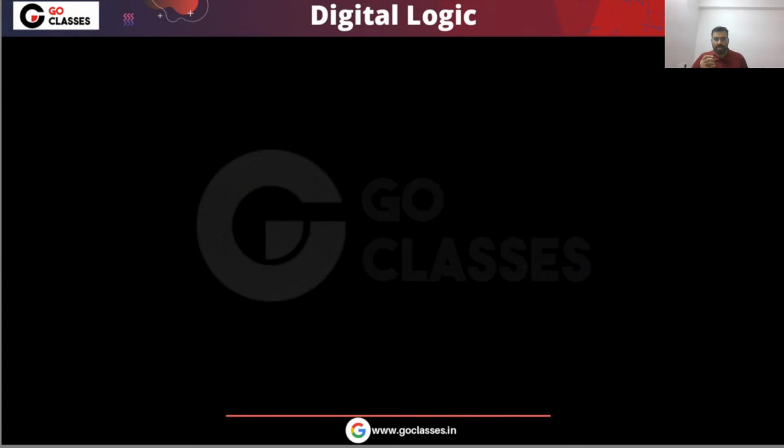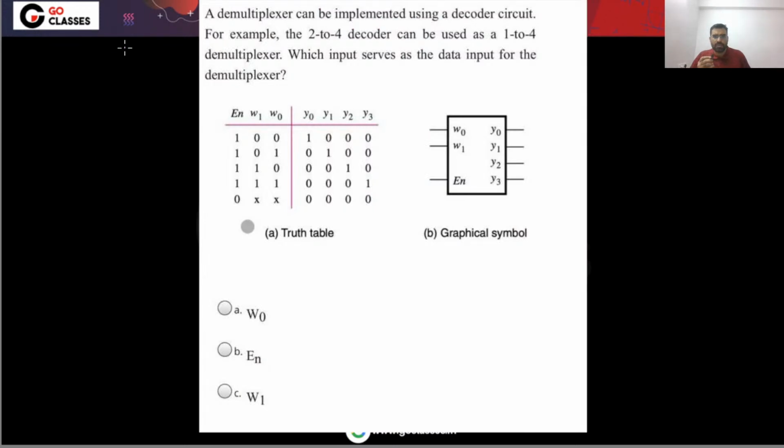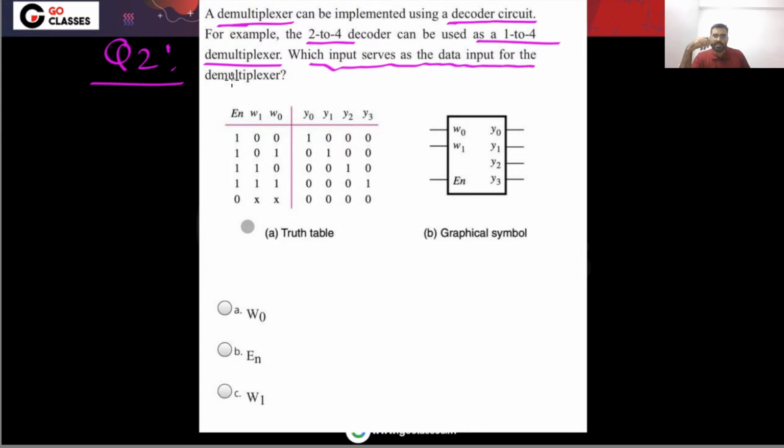Now let's analyze this question, question number 2. So tell me the answer for this question. The question says that a demultiplexer can be implemented using a decoder. For example, a 2 by 4 decoder can be used to create a 1 by 4 demultiplexer. Which input serves as the data input of the demultiplexer? So in this decoder, which input will work as data input? If you want to create a demultiplexer, what will be the answer?